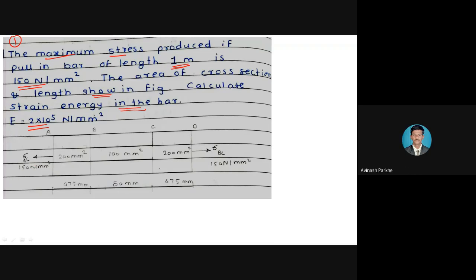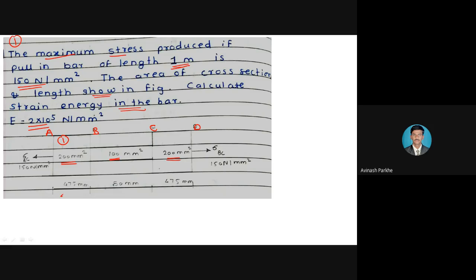Okay. So if you go through this particular figure, the figure is given like dumbbells, whatever we are using for exercising. So the figure is given in the form of dumbbells. So the AB, then BC and CD. The section number 1 has cross-sectional area 200 mm square. Section number 2, that is BC section, has cross-sectional area 100 mm square, and section number 3, CD, again has cross-sectional area 200 mm square.